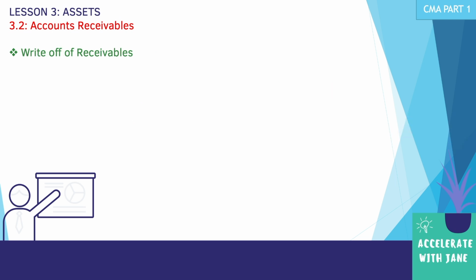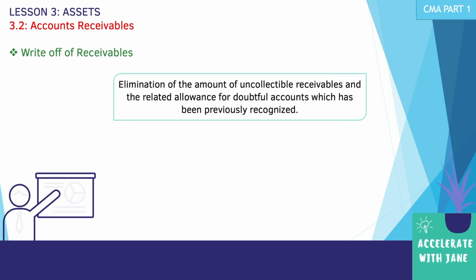So now let me talk about the concept of write-off of receivables. Okay, so this simply means the elimination of the amount of uncollectible receivables and the related allowance for doubtful accounts which has been previously recognized. So there are instances when the company is not able to collect the amounts due to it from the customers. So for example, if the customers are bad creditors, so the customers are not paying for such a long period of time, right?